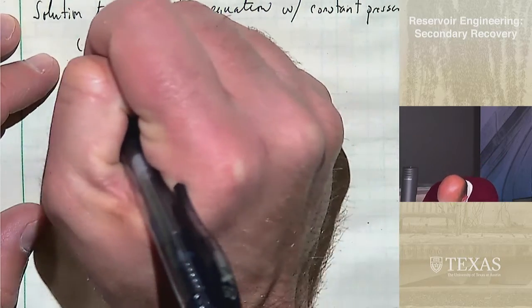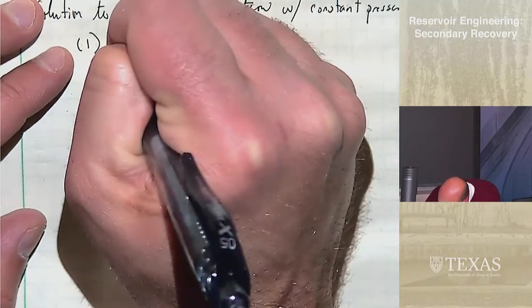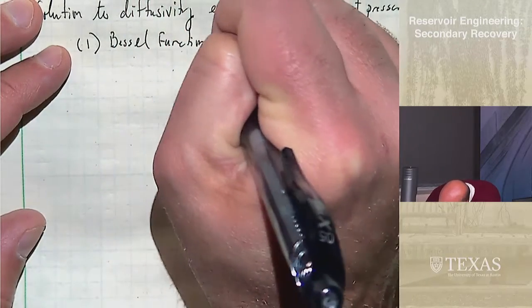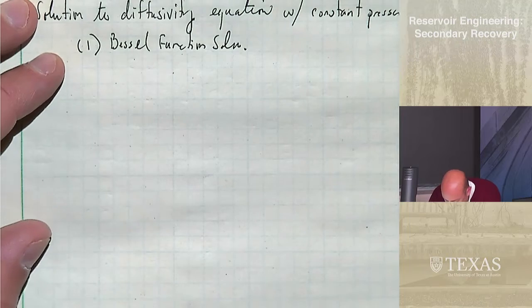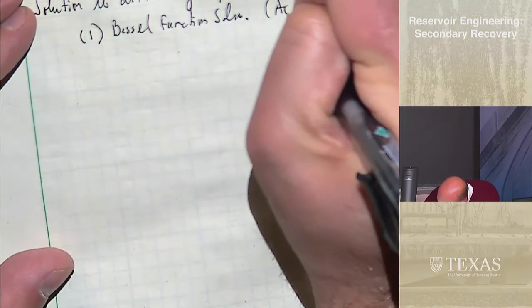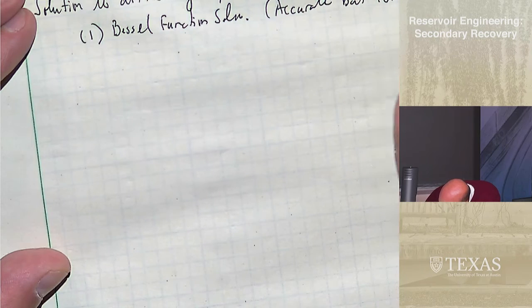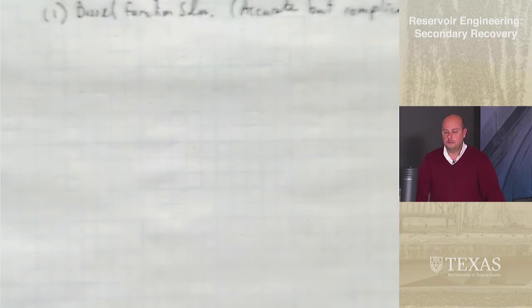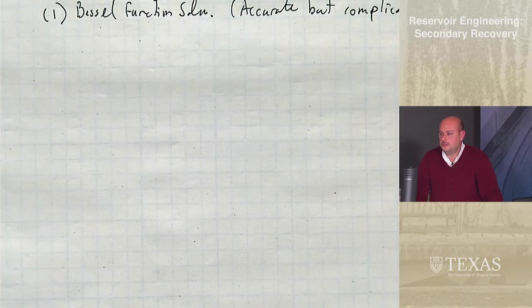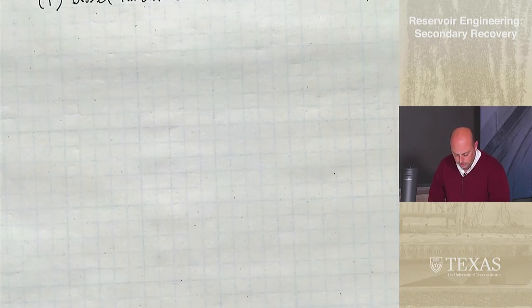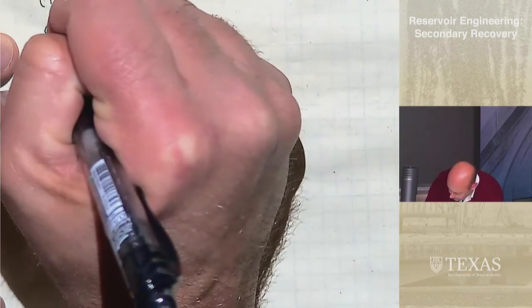So the exact analytical solution is the Bessel function solution. Okay, this is accurate but complicated. In fact, it's so complicated, we're not going to use it at all in this class. I don't think that most of you have seen Bessel functions before. I know I didn't until graduate school, and we don't need to use it because there are other options.